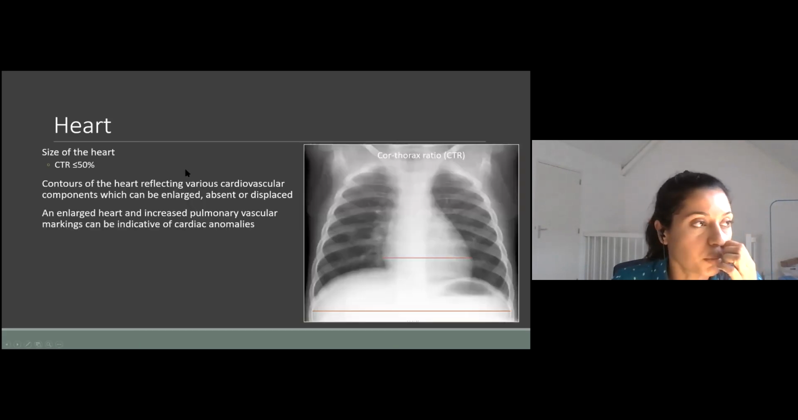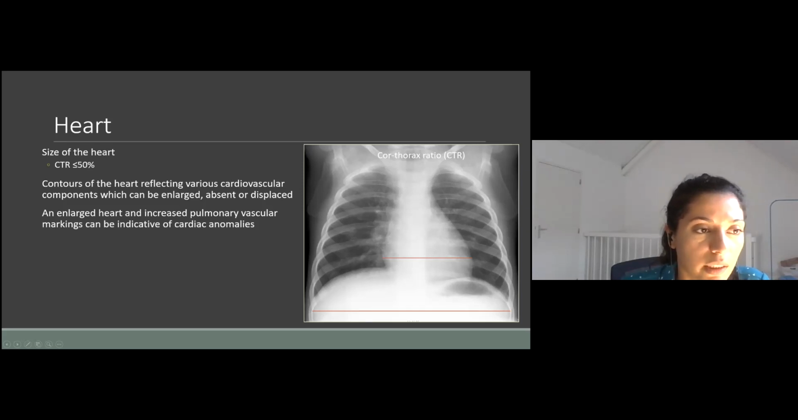So what is a normal size of the heart? You probably know that a cardiothoracic ratio less than 50% is normal. As you can see here, it is the size of the heart compared with the thoracic wall size from one side to the other side.